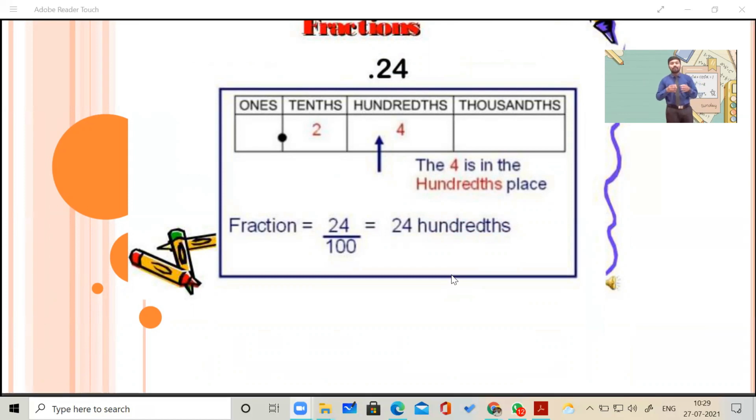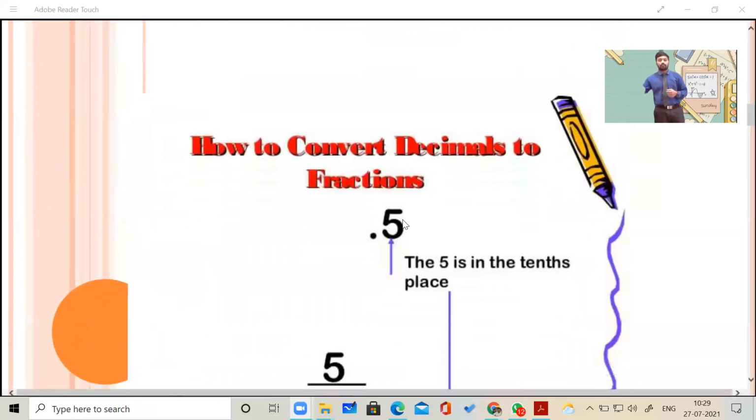So how will we read it out? We'll read it as 24 hundredths, where 2 is in the tens place and 4 is in the hundreds place. So if I want to convert this into the form of a fraction, it is very simple. I'll write 24 divided by 100, and this 24 will be in the integer or whole part. It will not be in the decimal part. That one you have to consider, my dear students.